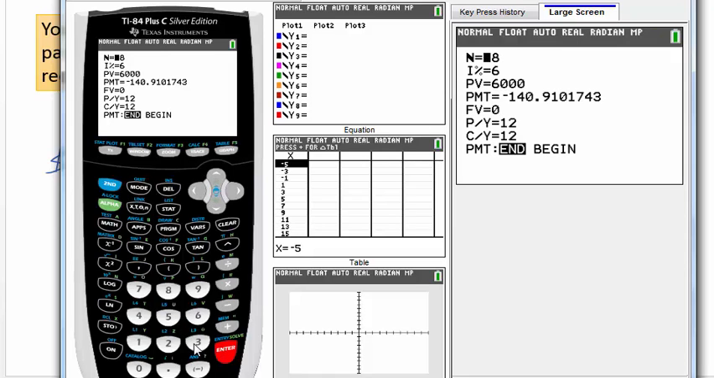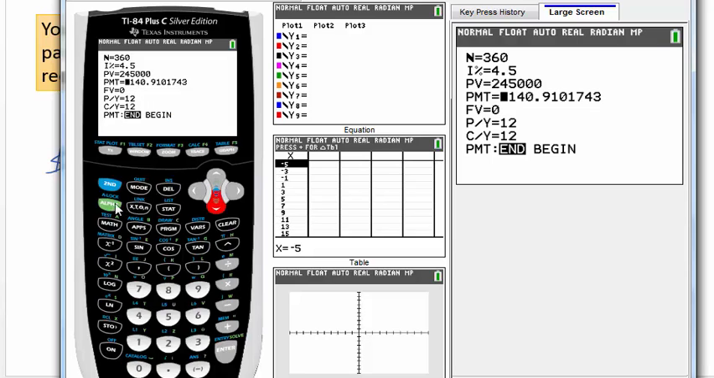Now I need to go 30 years, which is 360 months. And we said 4.5%, which is pretty correct for the time that I'm making this video. That's about what interest rates are right now. And the principal value, the amount the person's borrowing, is $245,000.